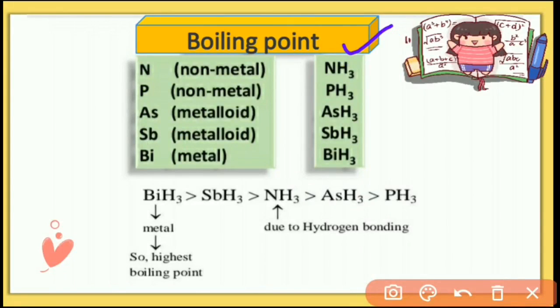Boiling point of group 15 hydrides. All the hydrides of group 15 elements show some variation: due to the presence of hydrogen bonding, NH3 shows a higher boiling point as compared to phosphine and arsine. And in general, due to increasing atomic size and atomic mass, the boiling point increases when we move down the group. So this is the order of boiling point for group 15 hydrides.